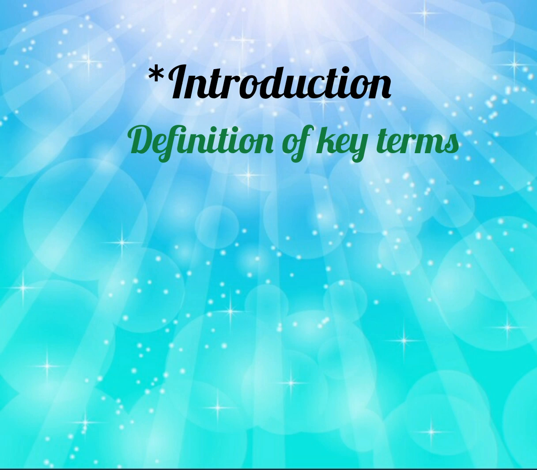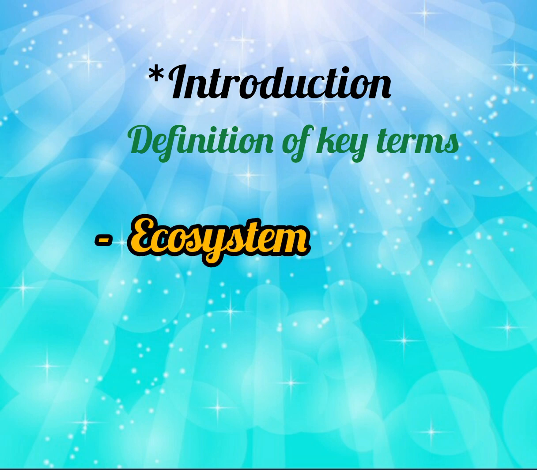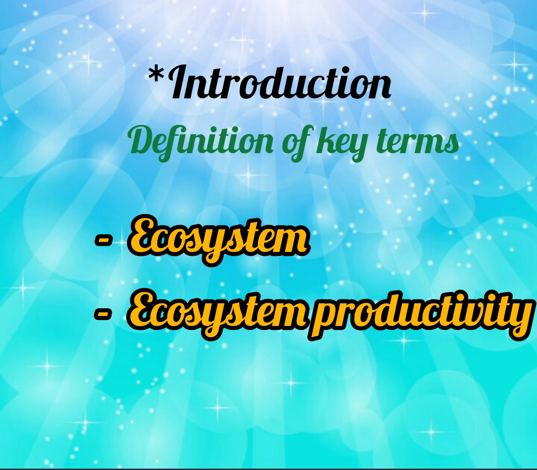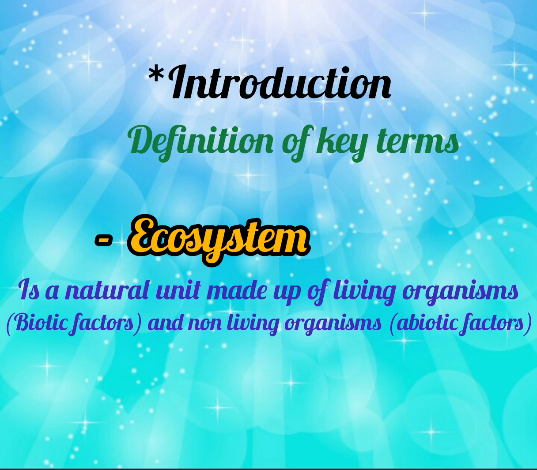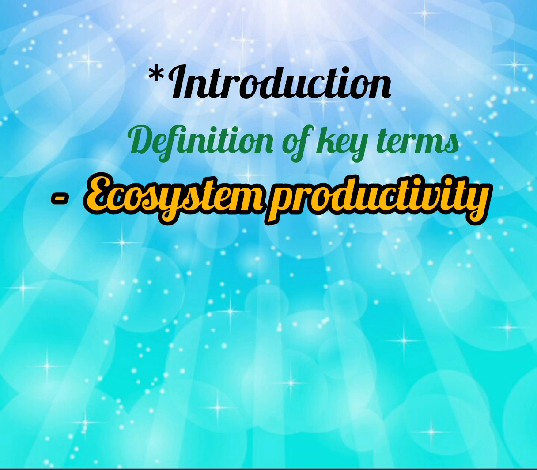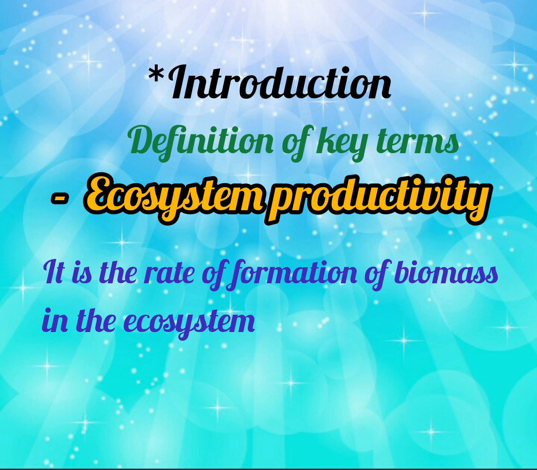Now, definition of key terms. What are the key terms here that you are defining? You are defining ecosystem, and you are defining ecosystem productivity. An ecosystem is a natural unit made up of living things, that is the biotic factors, and non-living things, that is abiotic factors, interacting with each other. After defining, you also bring out the next key term, which is ecosystem productivity. Ecosystem productivity is the rate of formation of biomass in an ecosystem.